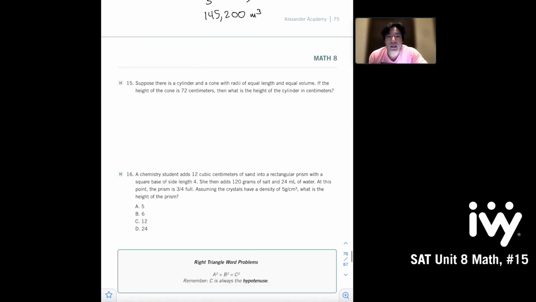Okay, question 15. Suppose there's a cylinder and a cone with radii of equal length and equal volume. If the height of the cone is 72 centimeters, then what is the height of the cylinder in centimeters?